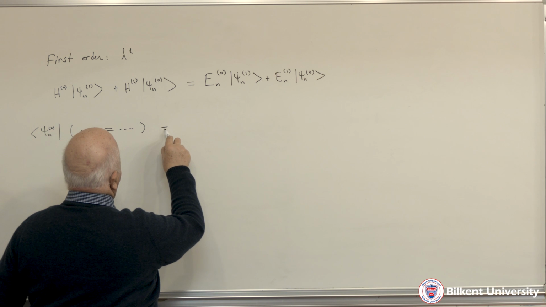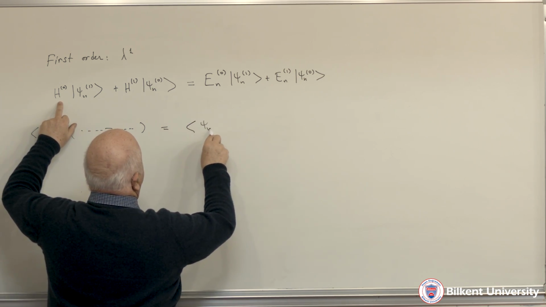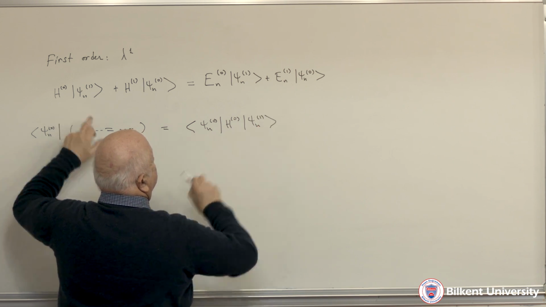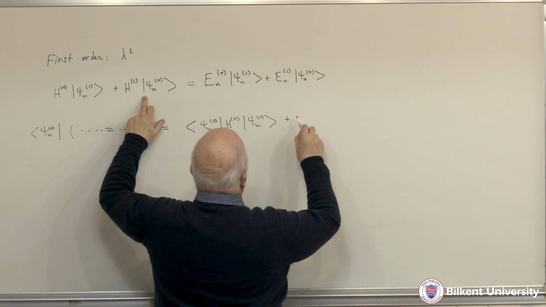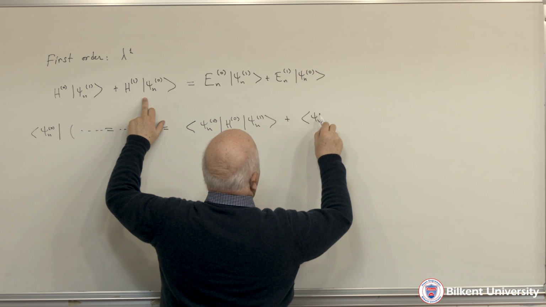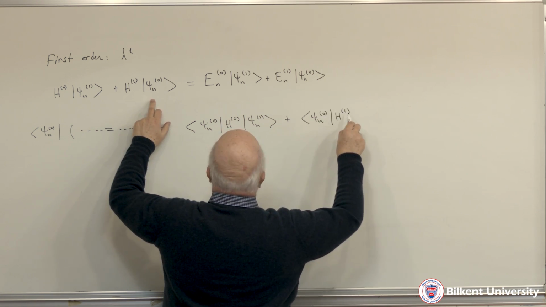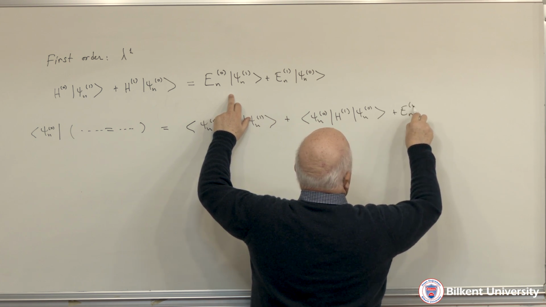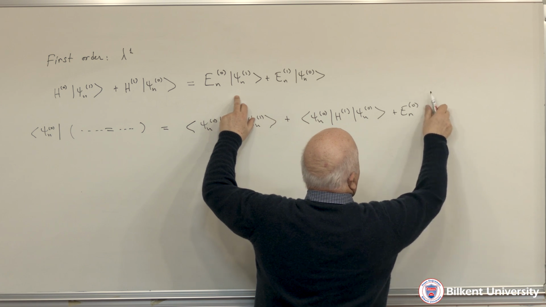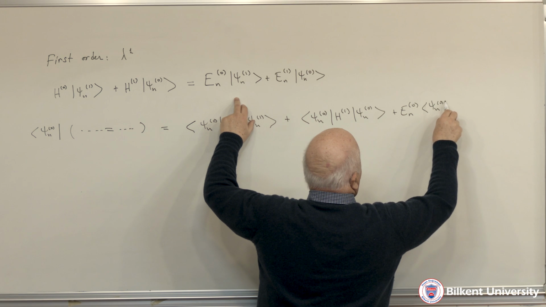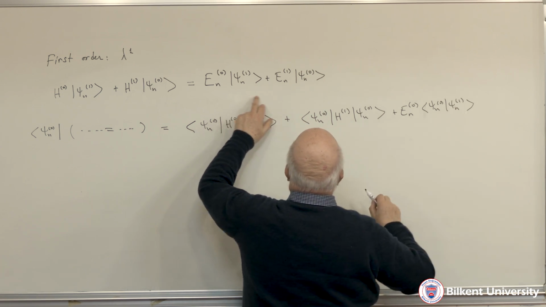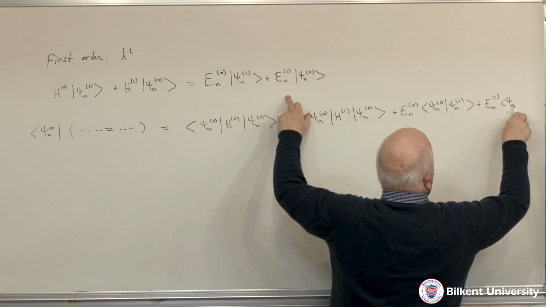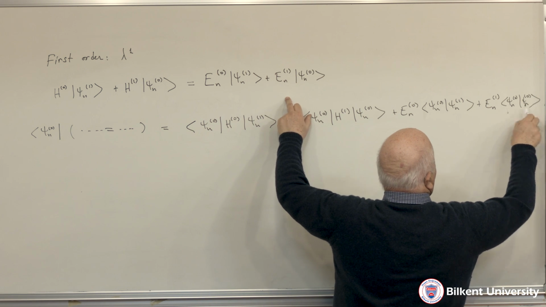So what do I get? I'm going to get ψ_n0 H0 ψ_n1, plus ψ_n0 H1 ψ_n0, equals E_n0 times the inner product of ψ_n0 with ψ_n1, plus E_n1 times the inner product of ψ_n0 with ψ_n0. All right.